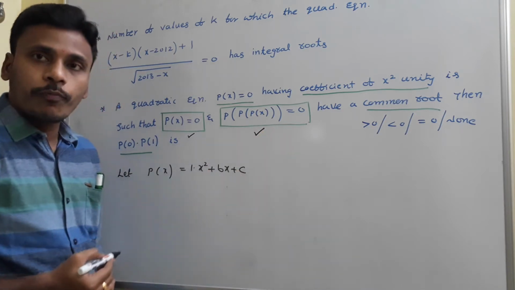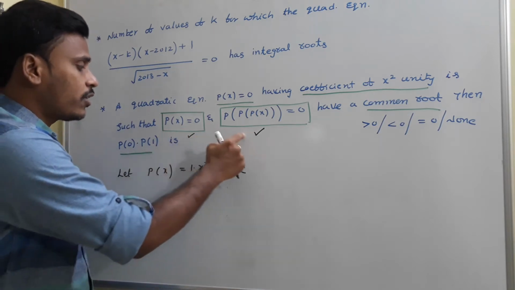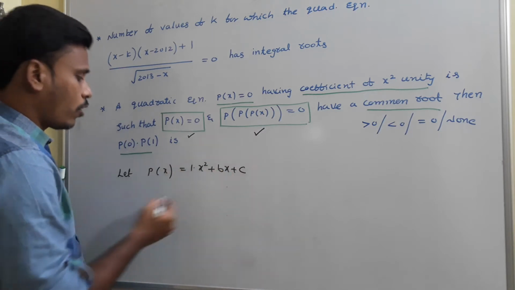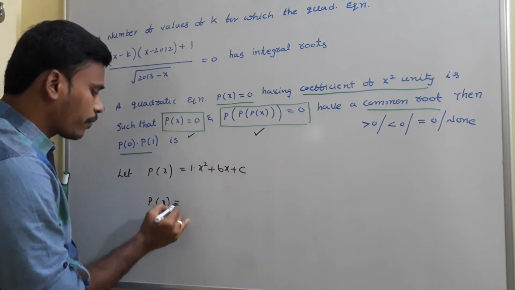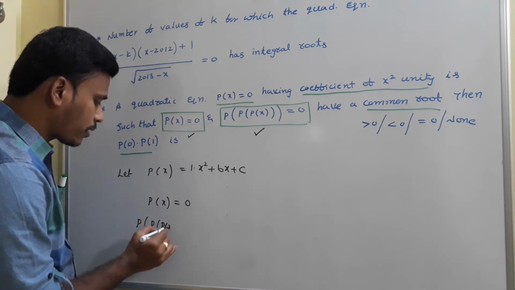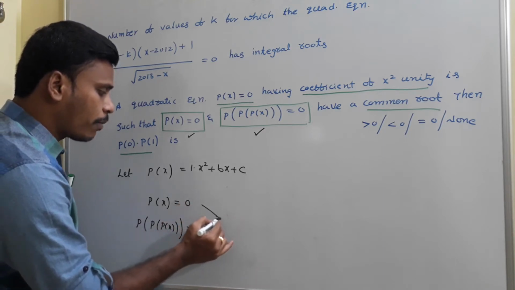And q(x) = 0 have a common root. See, as they said, these two have a common root. Let alpha be the common root. Okay, you just consider that p(x) = 0 and q(x) = 0 have a common root alpha.